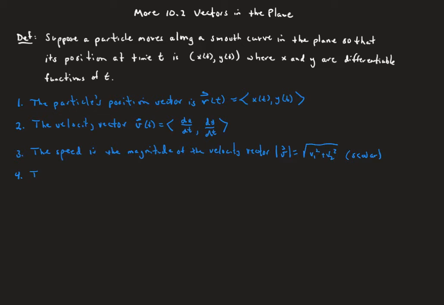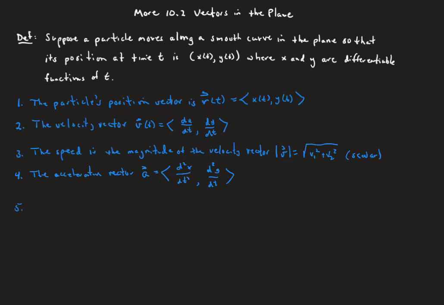The acceleration vector, which I'm going to write as a with that vector symbol over it, is going to be the second derivative of x with respect to t and the second derivative of y with respect to t. So velocity and acceleration are vectors.